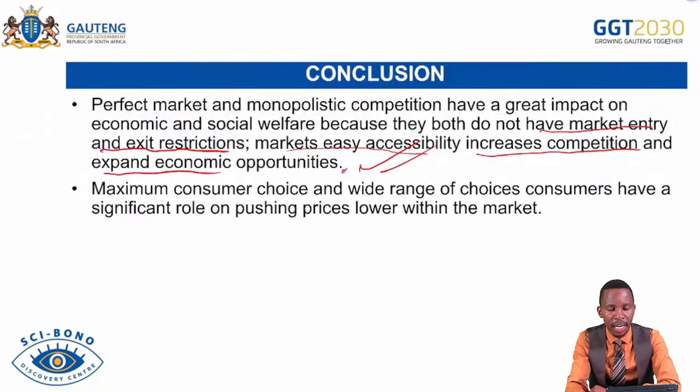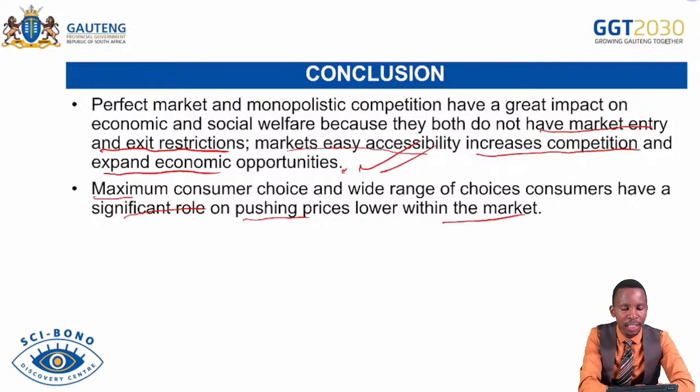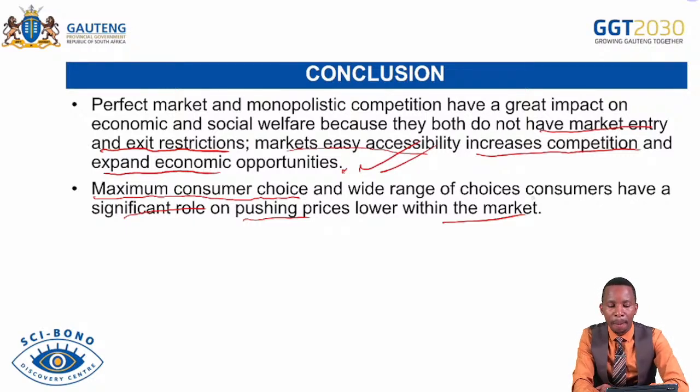Maximum consumer choice and a wide range of choices. Consumers have a significant role in pushing prices lower within the market. Since there are more choices available for consumers, this simply pushes prices down. Then consumers can afford goods and services because there's more competition and a large output size available within the market.